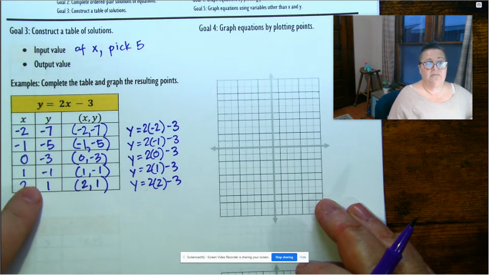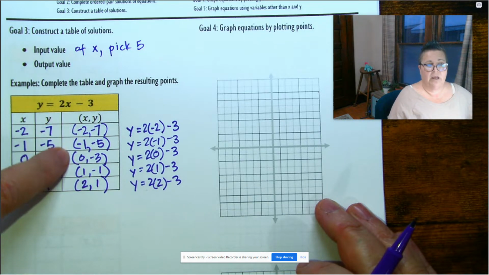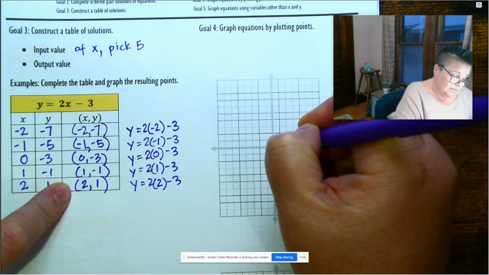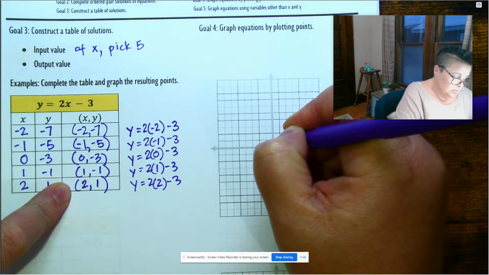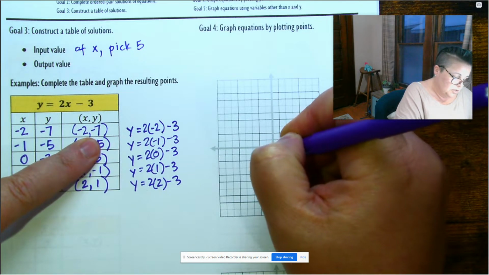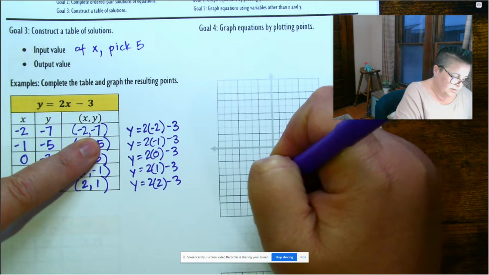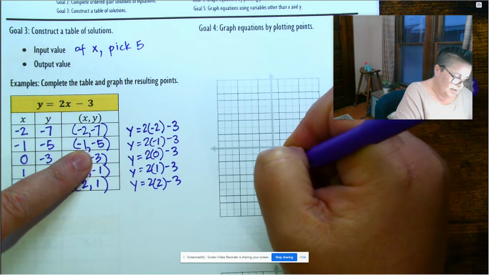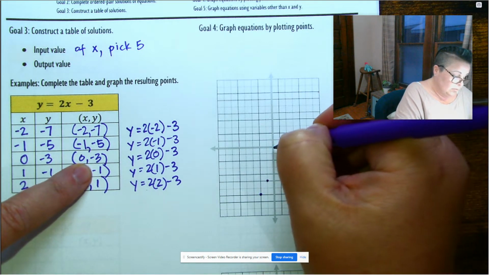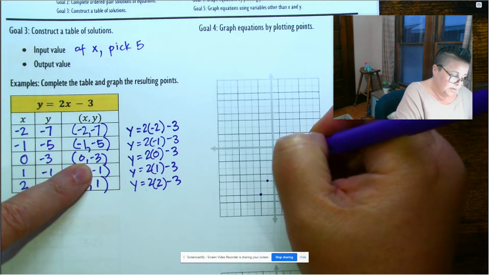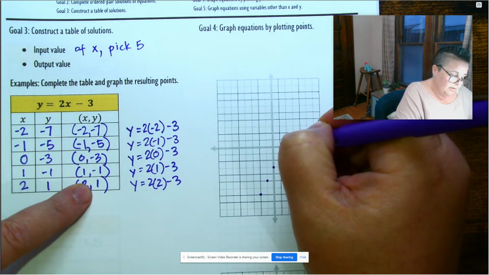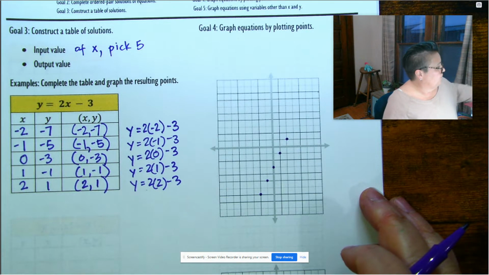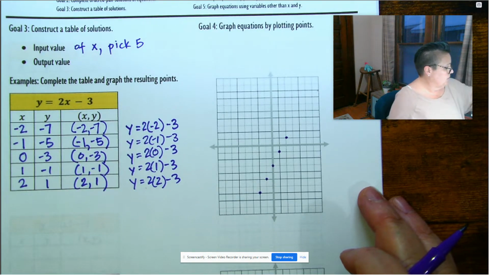And plotting each one of these points, I'm looking only at the x, y here now, will graph the line for me. So starting at 0, 0, I'm going to go back 2, down 7. 1, 2, 3, 4, 5, 6, 7. There's my first point. My second point says back 1, down 5. Then 0, negative 3. So I'm not going to move left or right. I'm just going to go down 3. Then I have 1, negative 1. And I have 2, 1. And with these 5 points, I have a line.